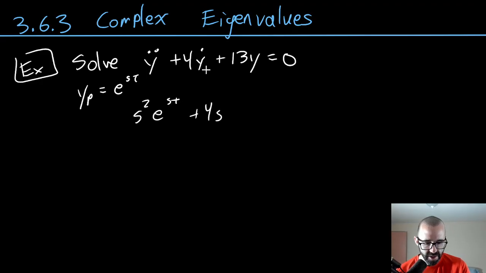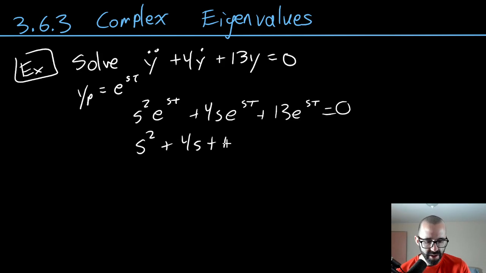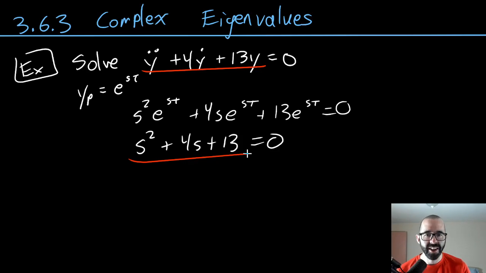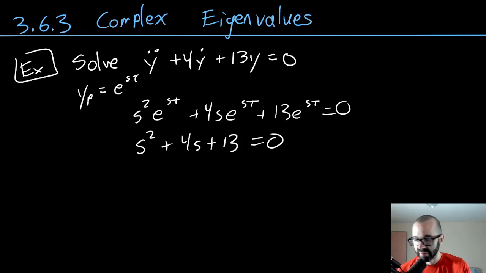The first derivative is still s e to the st. Oh, wait a minute. These are exactly the same steps that we did before. We're going to factor e to the st out just like we did before, and we're going to get a polynomial that needs to equal 0 just like we did before. This is nothing new. And you might notice a relationship between this polynomial and our original differential equation. Huh. I wonder if that's always going to be the case. Who knows?